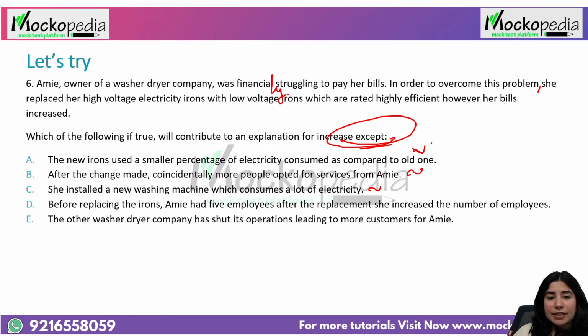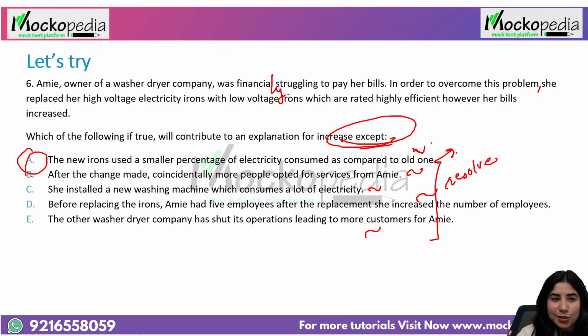Before replacing the irons, Amy had 5 employees. After replacement, she increased the number of employees. So more people were working, so more electricity consumption. The other washer dryer company has shut its operation, leading to more customers for Amy. So business increased. So of course you will be needing more electricity to manage work. So if you see, B, C, D are giving solutions. These are trying to resolve, but this isn't. So we'll pick A as the final answer. Right? So I hope we are sorted. So let's move to the next question now.